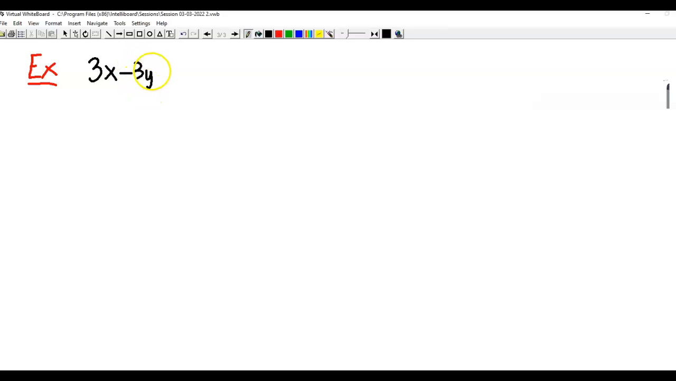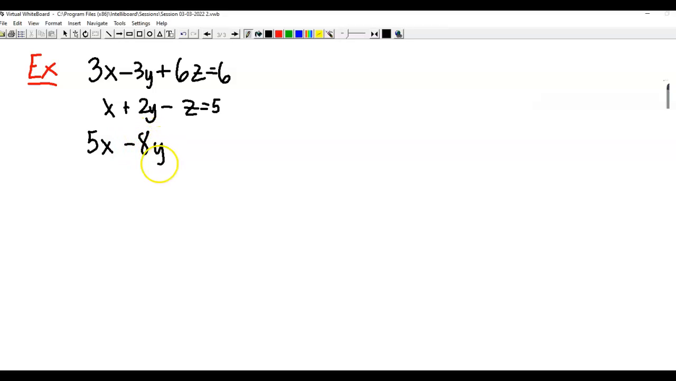3x minus 3y plus 6z equals 6. X plus 2y minus z equals 5. 5x minus 8y plus 13z equals 7. Okay, just double checking my problem to make sure I wrote it down correctly.